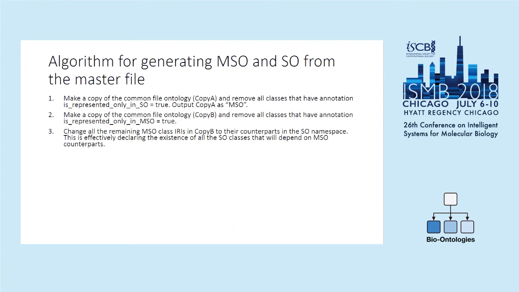We have all of our MSO classes, so how are we going to now create our SO classes from it? We employ a little trick. We change our IRIs from the MSO IRIs to our SO IRIs of these remaining classes according to how we wish to do these IRIs. Right now we're just keeping the base 7-digit ID number the same for both of them, but we may change that in the future with a different mapping.